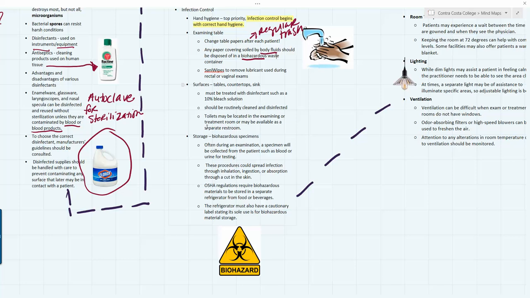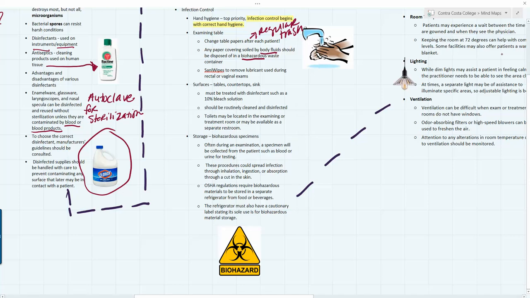So we want to make sure that we are following all of our OSHA regulations, which require biohazardous materials to be stored appropriately. If they have to be stored in a refrigerator for any reason, as sometimes they do in a medical office, I know that sounds gross, but sometimes they do because we have couriers that come and pick them up in the evening, then they have to be stored in a separate refrigerator from food or beverages.